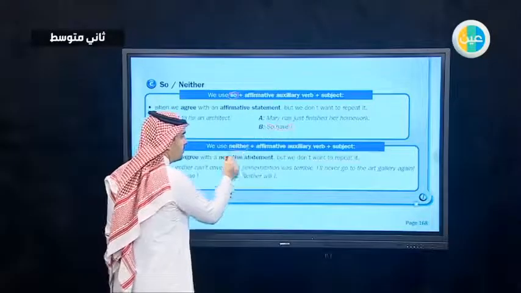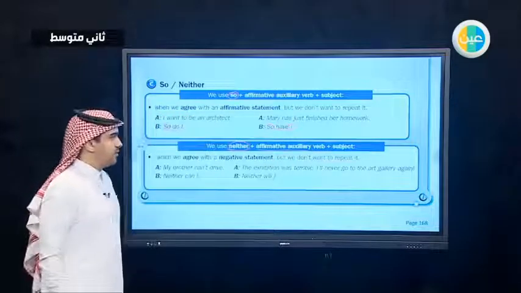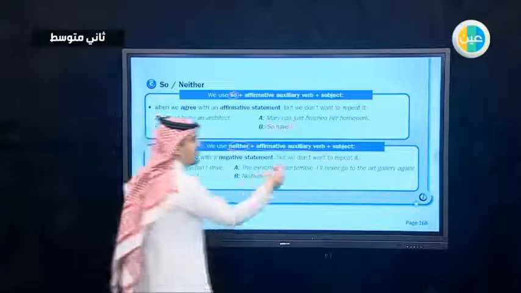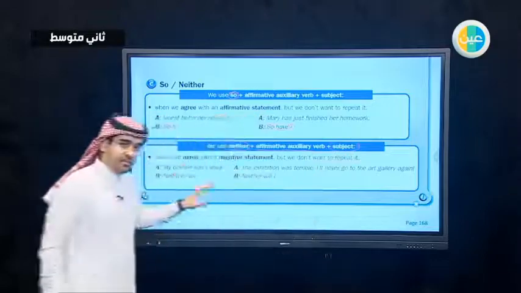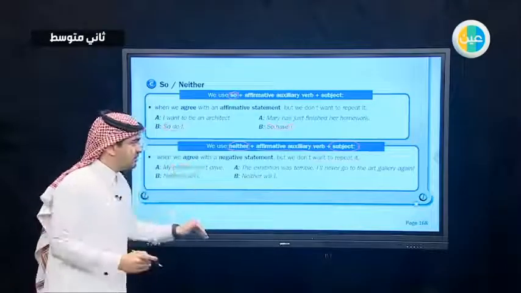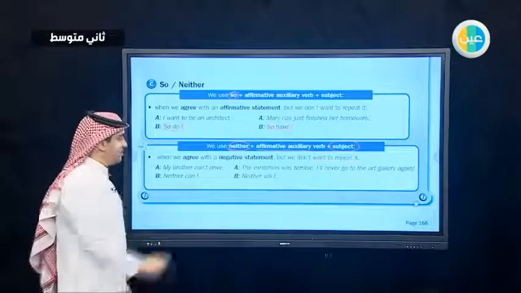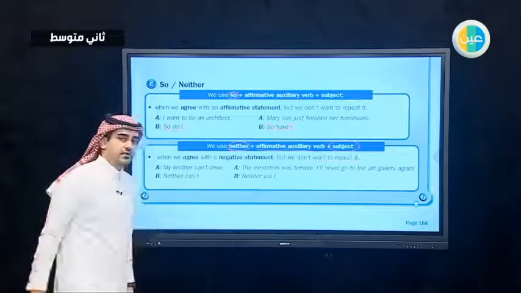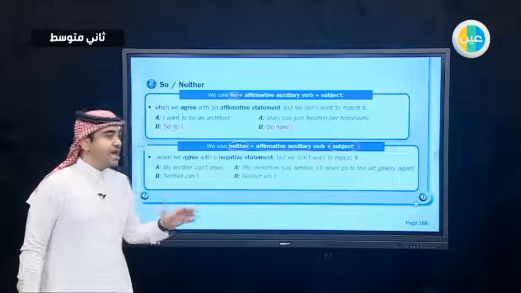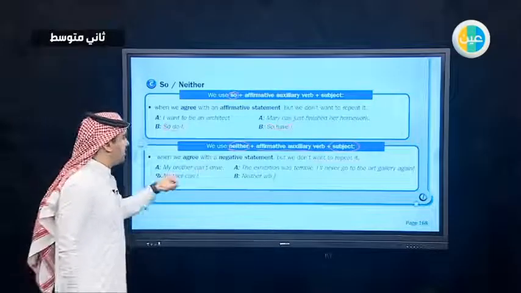We use neither plus affirmative auxiliary verb, like we did here exactly, but instead of neither, we used so, and the subject. The same thing applies here with the tenses. Okay, when I use the sentence in the present simple, the agreement has to be in the present simple. Okay, so let's take a look at this sentence. My brother can't drive. Okay, what do you think? Is this an affirmative or negative statement? Okay, it's clearly a negative statement because we have the auxiliary verb can't. Okay, my brother can't drive.